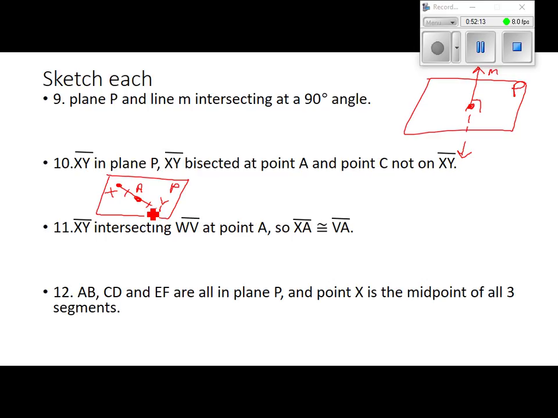Now let's go on. What's the rest of it say? And point C not on segment XY. So point C is not on XY. So where am I going to put it? Somewhere not on XY. So put another point on here somewhere. Label it C.